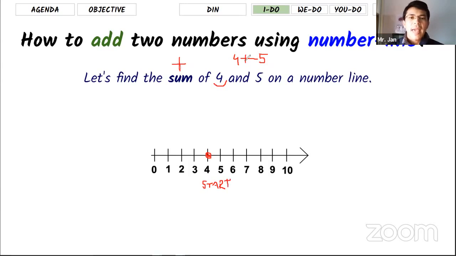And adding 5 means you're moving forward to the right, 5 blocks, because it says 5 units. So 1, 2, 3, 4, and 5. This is my destination. I'm going to put an arrow. Your destination will be the result of the addition on the number line. Okay, so this is how you add numbers on the number line.